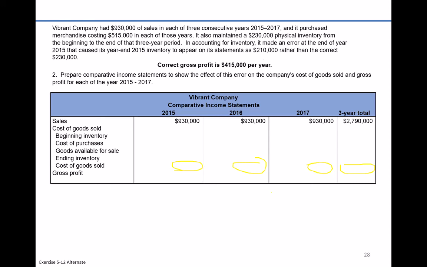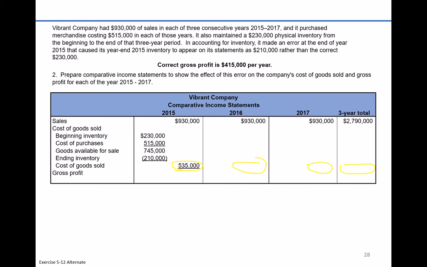So let's look at how that error affects the company's income statements in the current year and in the following years. So we have our sales of 930. That stays the same. We can run that across the top. And then we have beginning inventory of 230,000. Our cost of purchases, we still purchased 515,000. That gives us our goods available for sale, still of 745. But here's where the error started. Here they made a mistake. They undercounted inventory. They said, you know what, inventory is 210, but really it should have been 230.